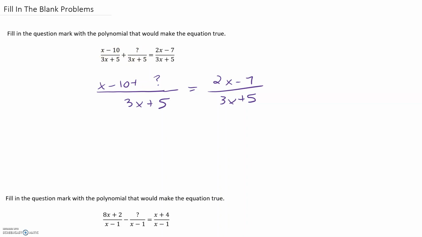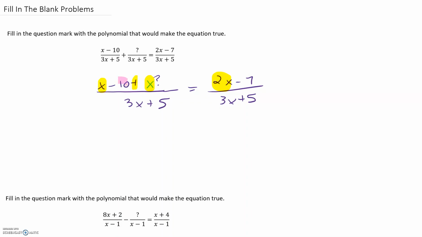Okay, so we also know that we want 2x, right? So x plus something must give me 2x. So what is the something that I have to add? X plus what is 2x? Oh, well, x plus x is 2x, right?